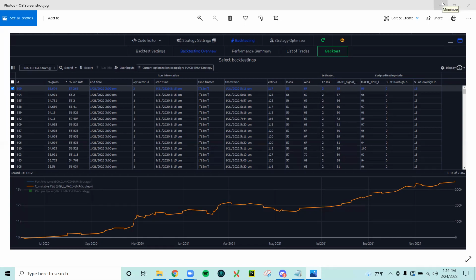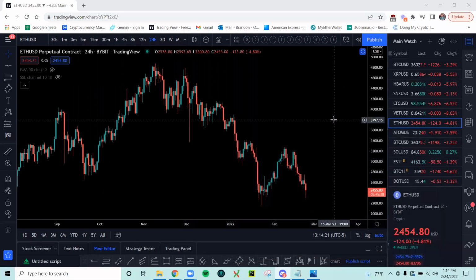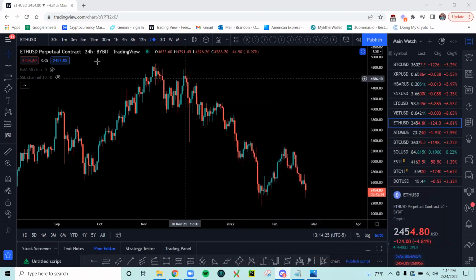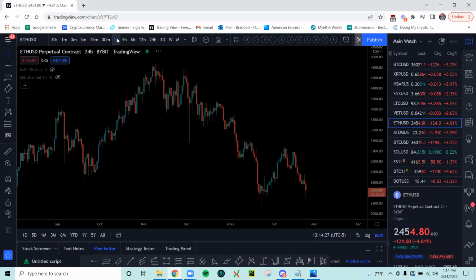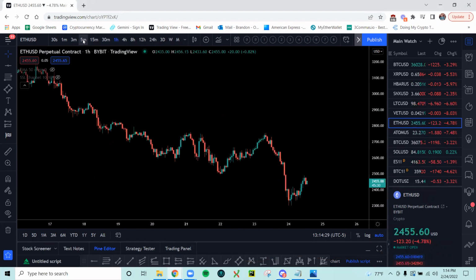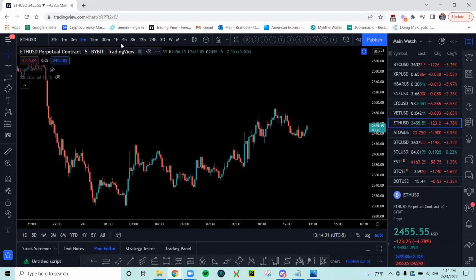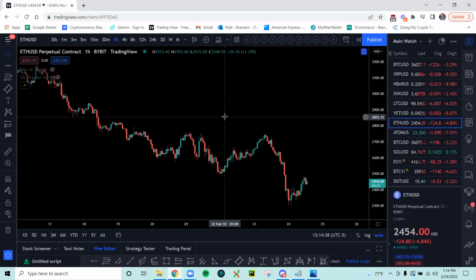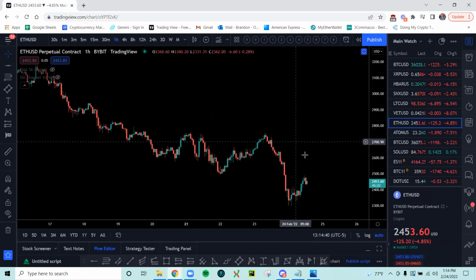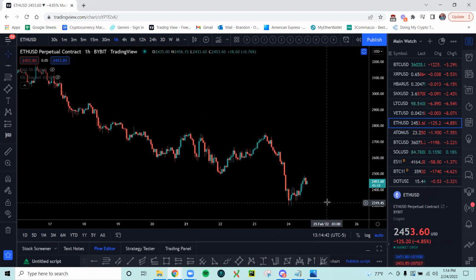But let's get into the strategy now that I have that out of the way. What we're going to need to look at is the 5-minute and the 1 hour. We're just going to be changing between the 5-minute and the 1 hour time frame. On the 1 hour, we're going to be using this to take a look at what our trend direction is. And the 5-minute is going to be where we're placing our trades.